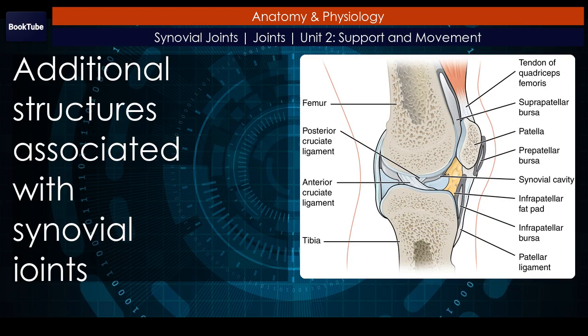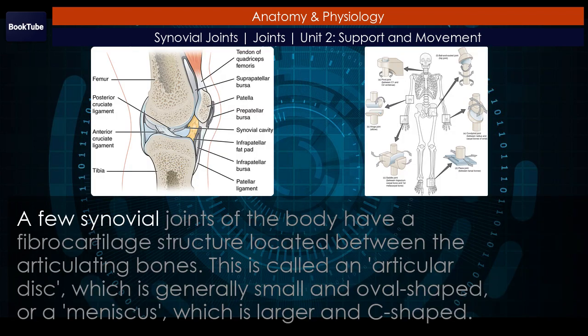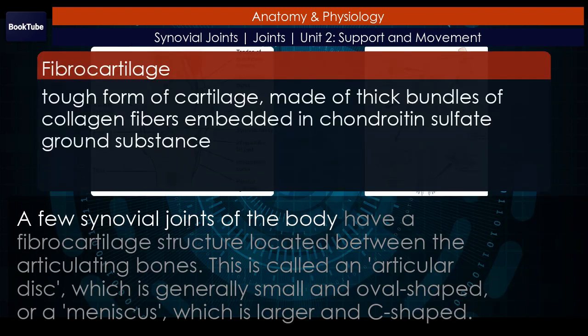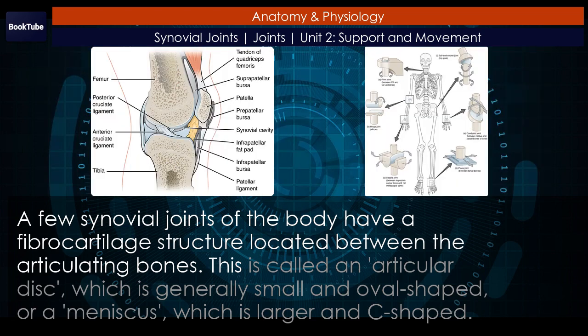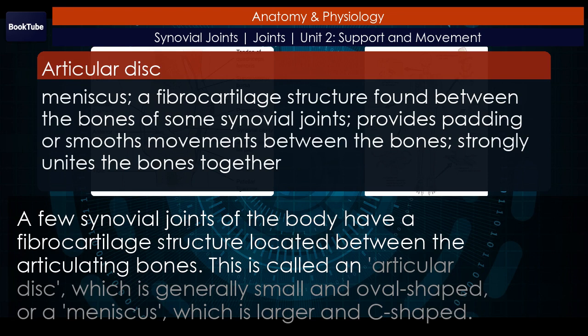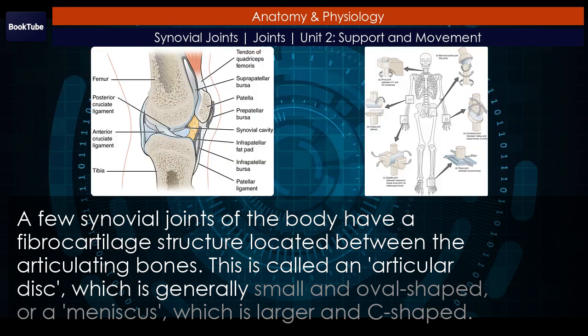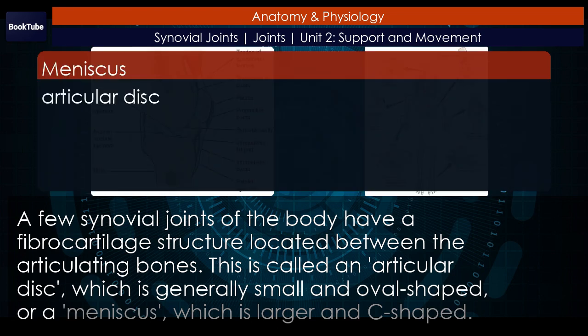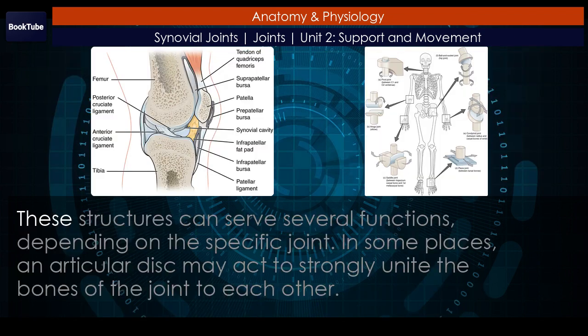Additional structures associated with synovial joints. A few synovial joints of the body have a fibrocartilage structure located between the articulating bones. This is called an articular disc, which is generally small and oval-shaped, or a meniscus, which is larger and C-shaped. These structures can serve several functions, depending on the specific joint.